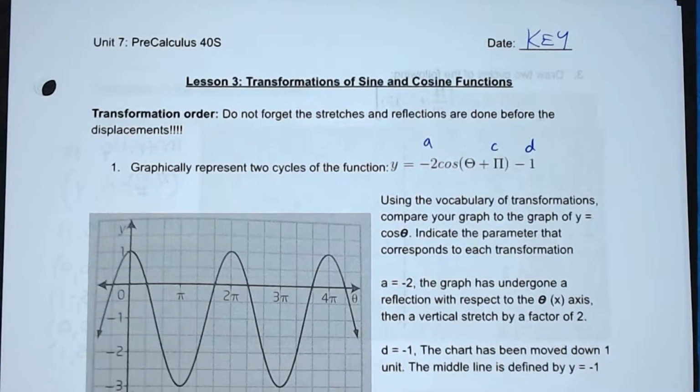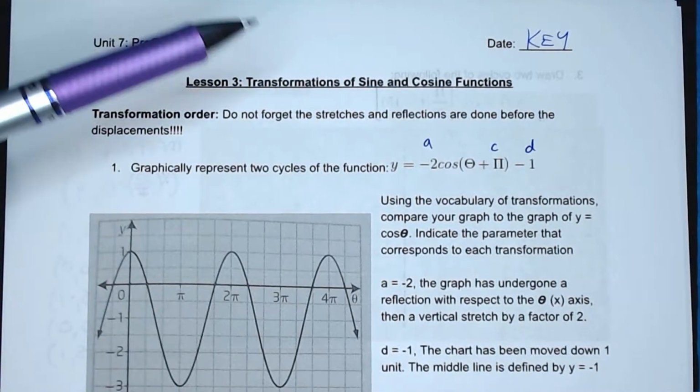Welcome to Unit 7, Lesson 3, Transformations of Sine and Cosine Functions. Now that we understand what A, B, C, and D do, we are going to use this lesson to combine all those transformations and translations and evaluate how they affect the graph of y equals sine x and y equals cosine x.